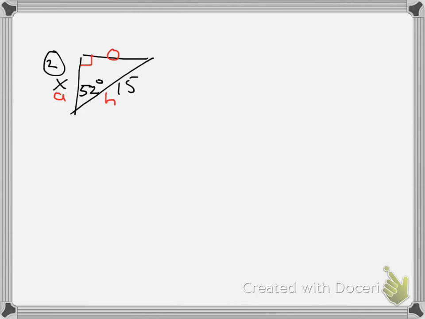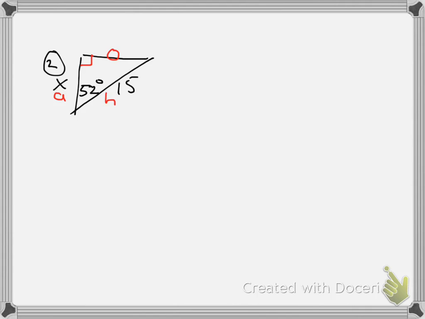I'm going to do number 2. So number 2 was the triangle drawn like this. Remember, this is example 8. There's the triangle. This was x. This was 52 degrees. And then this is 15. So again, it helps to label. Now I'm just going to use O, A, and H from now on. So this is the opposite. This is the right angle, so this must be the hypotenuse. And this must be the adjacent right there.